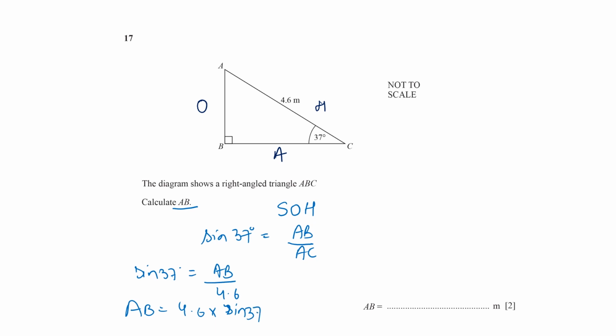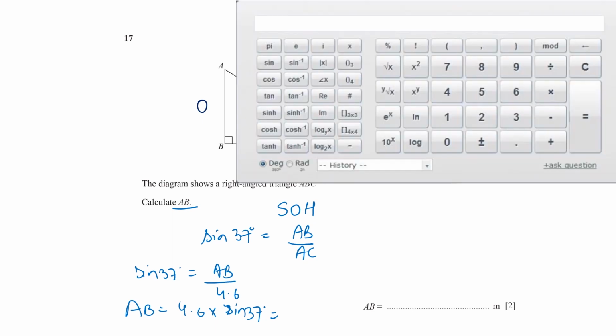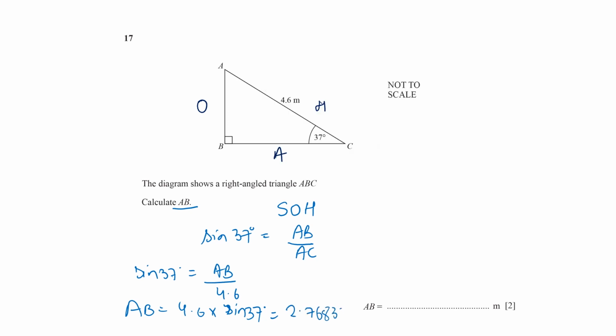Let's try to calculate this in our calculator. So 4.6 times sine 37 is going to give me 2.76835. Now if we round off to 3 significant figures, the answer is going to be 2.77.